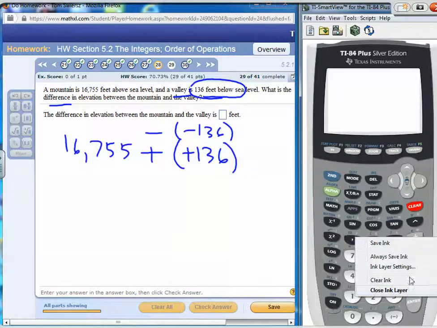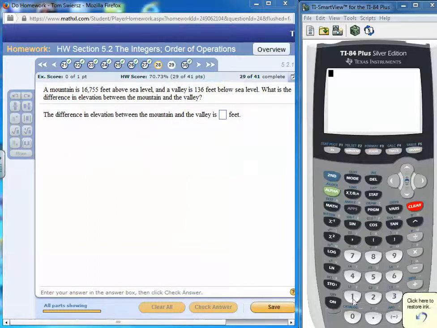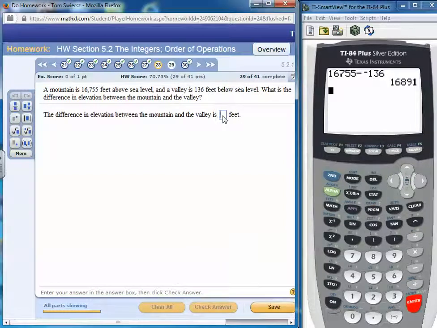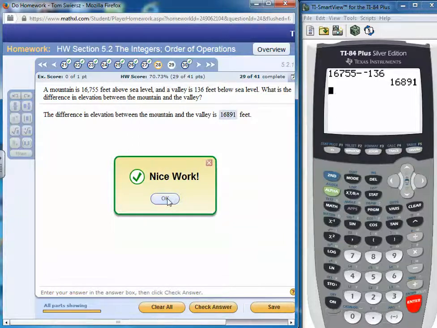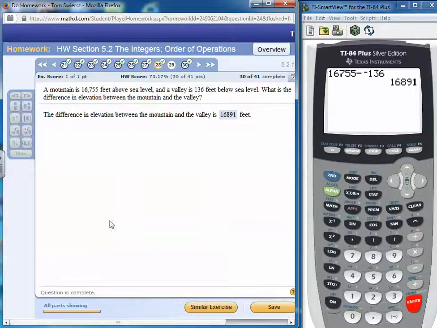So again, 6,755 subtract, and then it's a negative 136, and you get 6,891, which is indeed the correct answer.